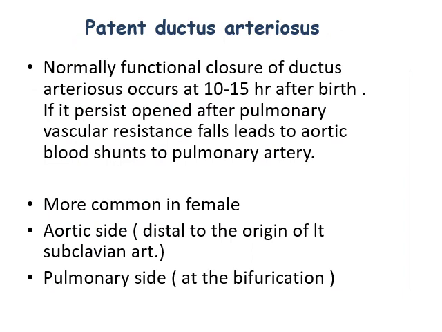Normally, functional closure of the ductus arteriosus occurs at 10 to 15 hours after birth. If it persists open after pulmonary vascular resistance falls, it leads to aortic blood shunting to the pulmonary artery. The blood shunts from the aorta to the pulmonary artery. It is more common in females. The site is on the aortic side distal to the origin of the left subclavian artery, and on the pulmonary side at the bifurcation.